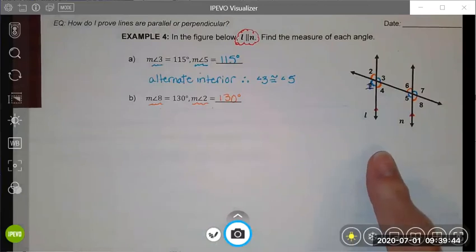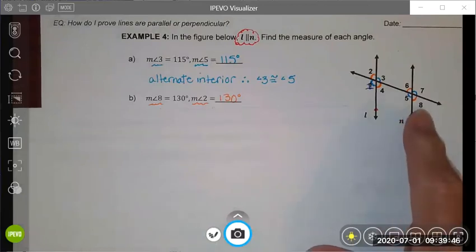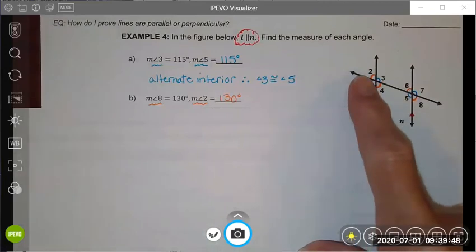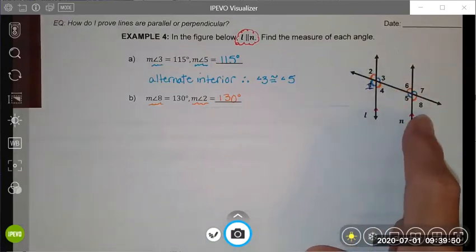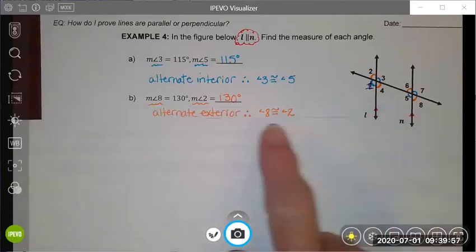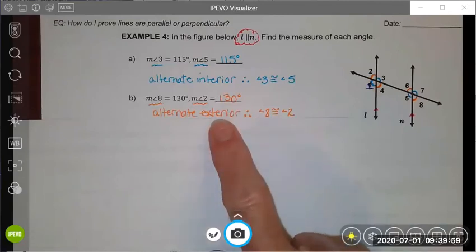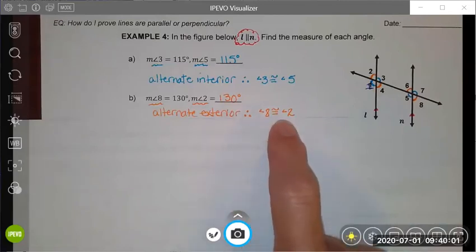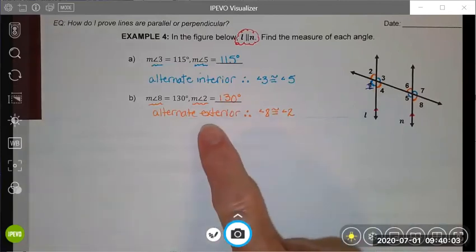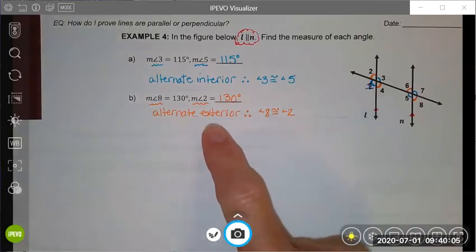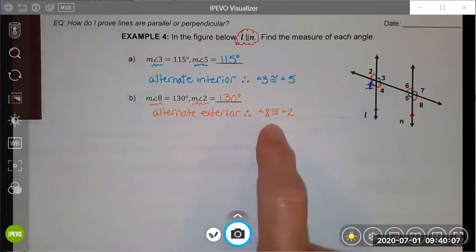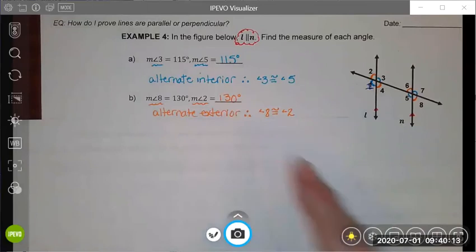I can do the same thing for angle 8 and angle 2. They are outside the parallel lines and on opposite sides of the transversal. Therefore, they are alternate exterior. There's an alternate exterior theorem that we will investigate soon that tells me that angle 8 is therefore congruent to angle 2. And by the definition of congruency, I know that their measures are equal.